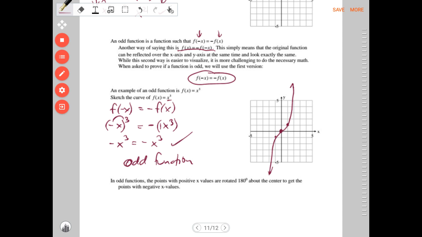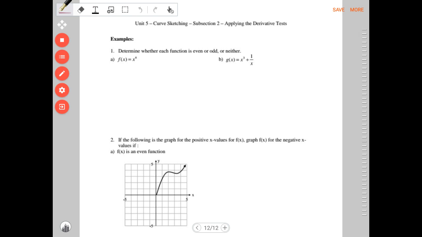In odd functions, the points with the positive x values are simply rotated about the center to get the points with negative x values. So there's the center of the graph. If you take these guys and just rotate them around, you end up with the bottom part. Okay, awesome. So that's that. So examples.